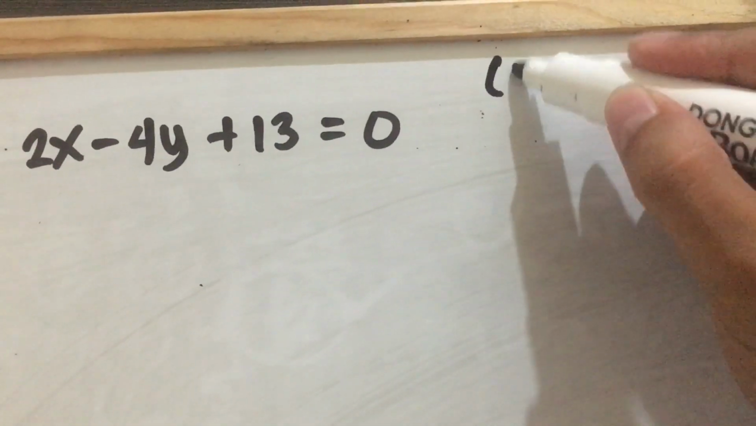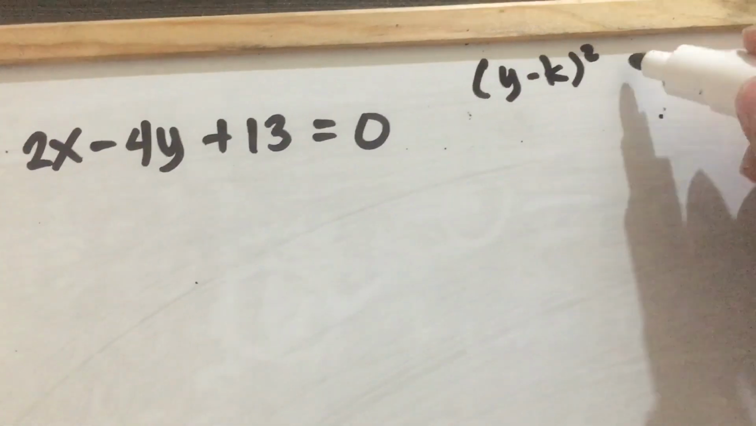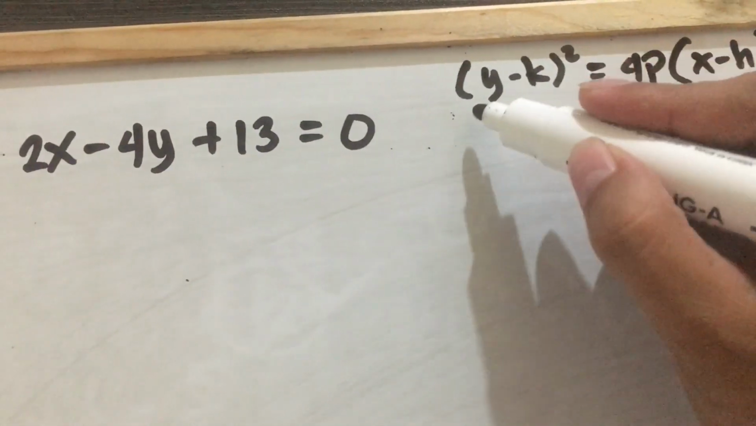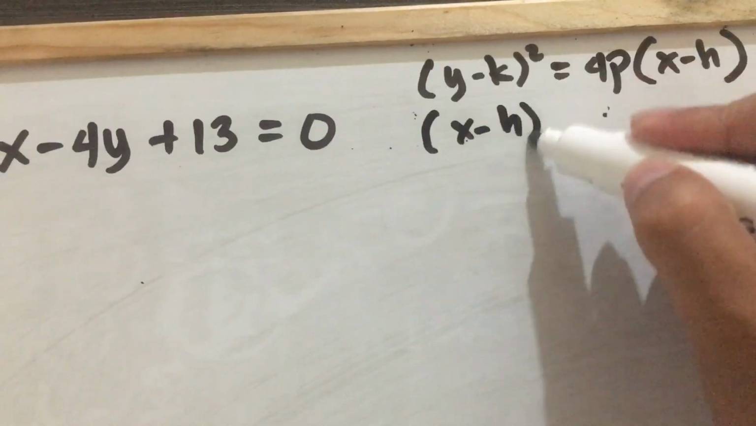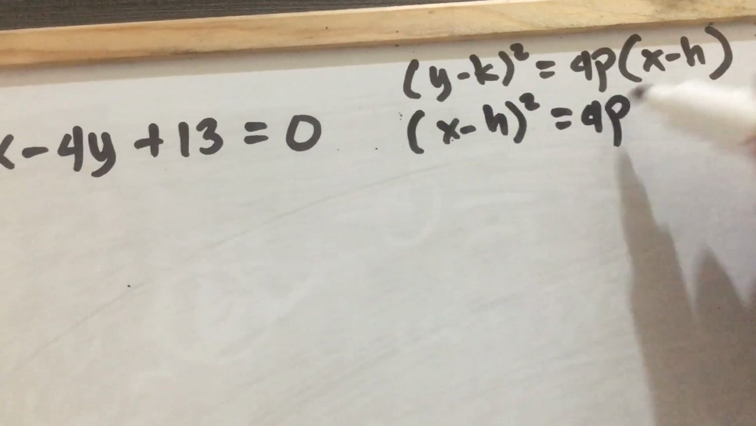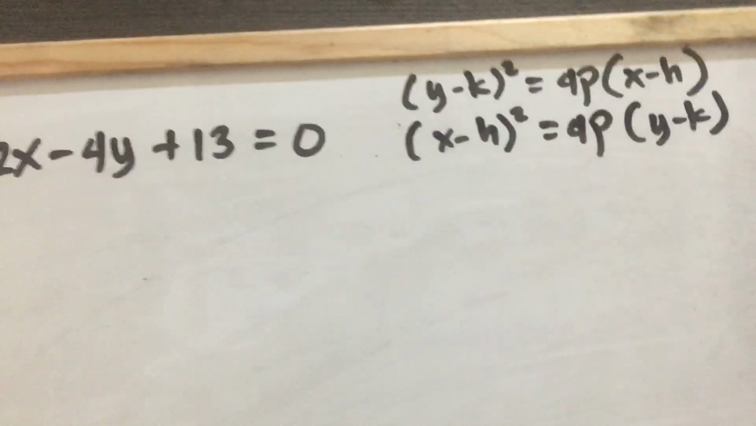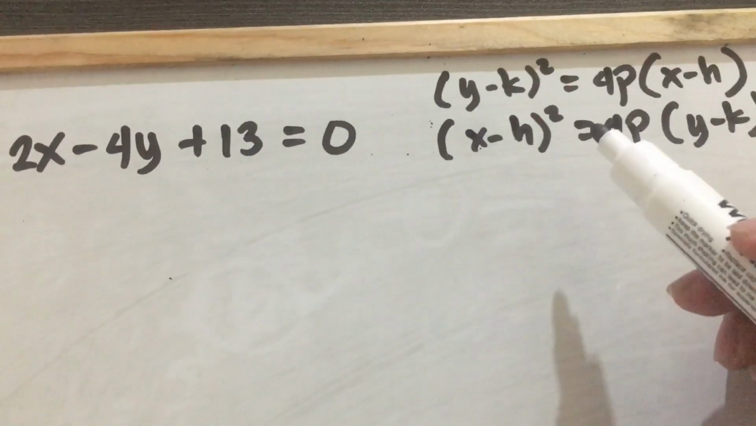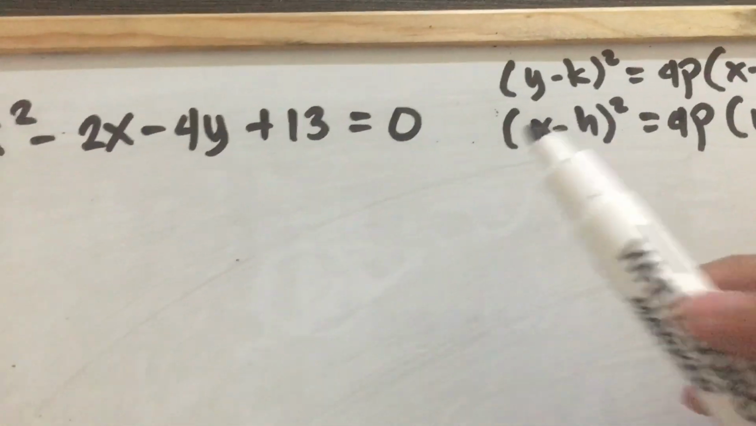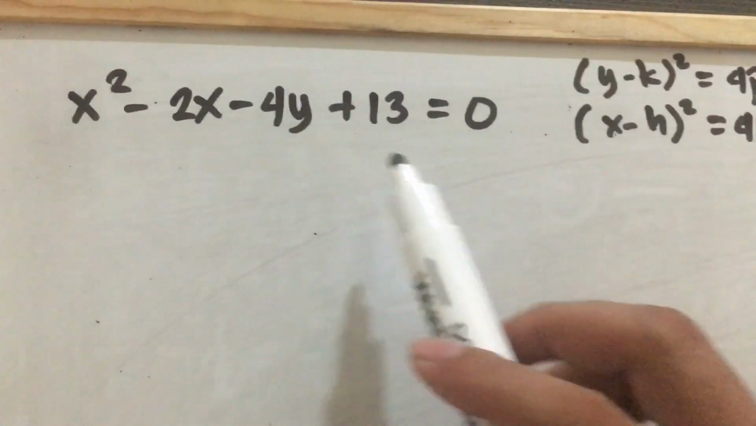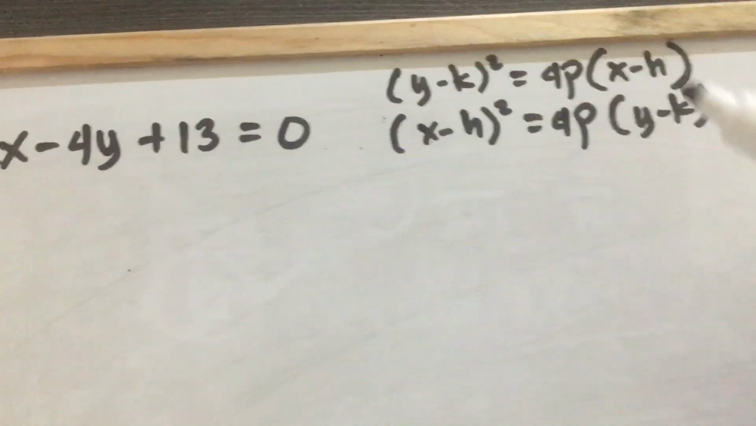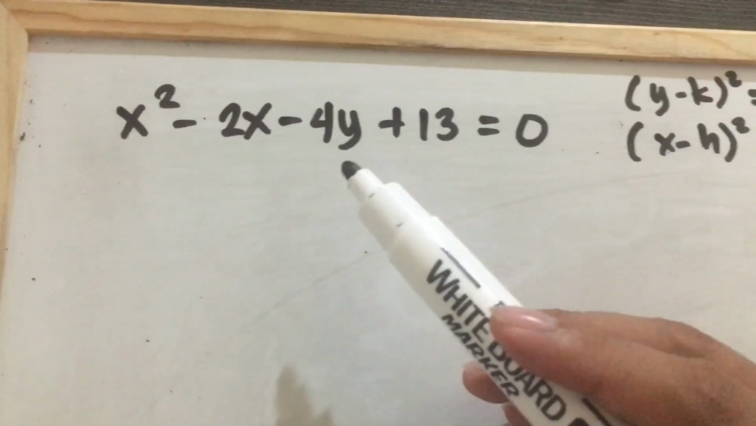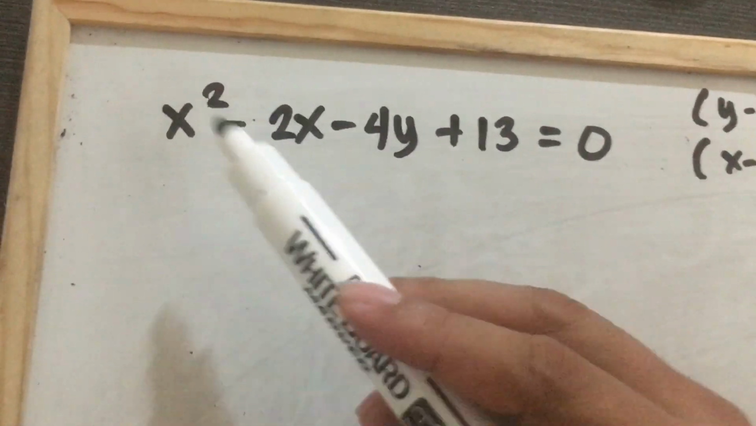You have (y minus k) squared is equal to 4p (x minus h). And the other one is (x minus h) squared is equal to 4p (y minus k). So these are the two standard forms of the equation of a parabola, wherein the vertex is at (h, k). Now, our main goal is to convert or to express this general form into a standard form. So which means our clue here is to look into a variable wherein the highest exponent is 2.